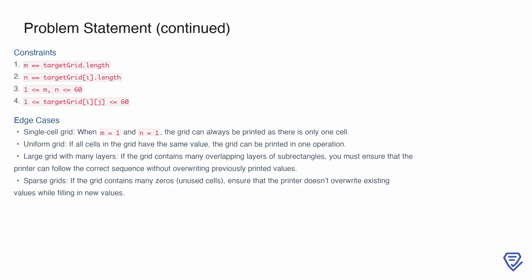However, for grids with multiple overlapping layers of subrectangles, you need to carefully plan the printing sequence to avoid overwriting cells. Sparse grids, where many cells are zero, require similar attention to ensure that new values are printed correctly without disrupting existing ones. These constraints and edge cases highlight the complexity and strategic planning required to solve this problem.